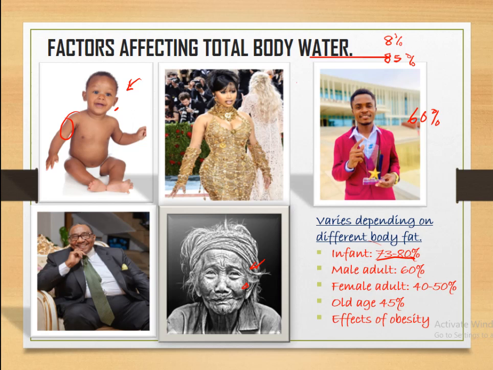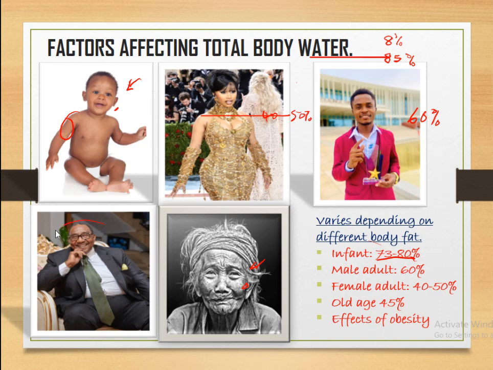So if you look at the male and the female, this male here has 60%, but this lady here also has somewhere between 40 and 50%. Then the other thing we can consider is old age, which is approximately 45%. Like I said, if you look at the skin texture of this old woman here, it is even showing that she has less body water as compared to the infant.